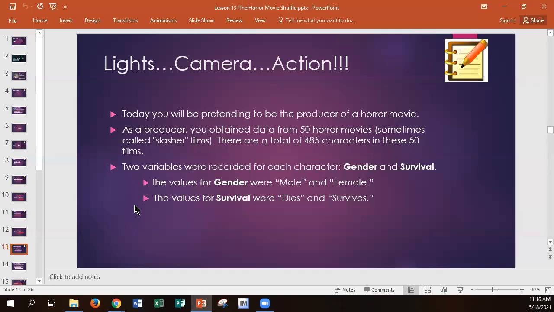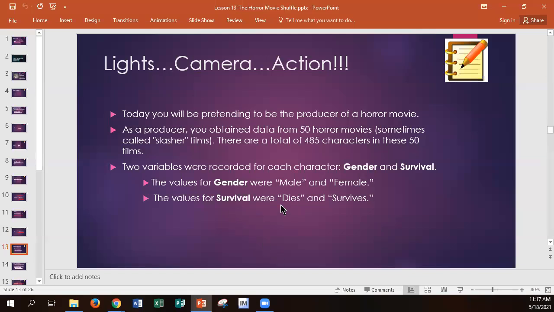Two variables were recorded for each character, gender and survival. The values for the gender variable were male and female. So for the gender variable, it either says male or female. The values for survival were dies or survives. So they literally looked through 50 movies and they said, okay, female dies, female survives, male dies, male survives. Like they categorize every single character, right?